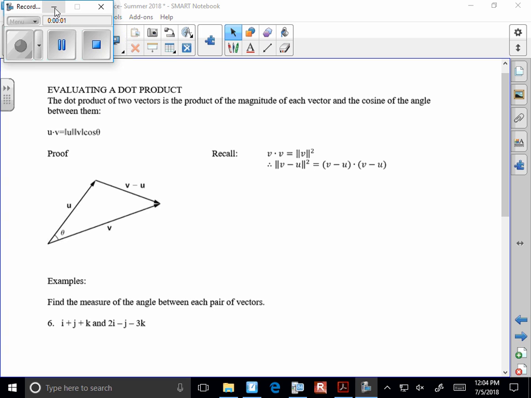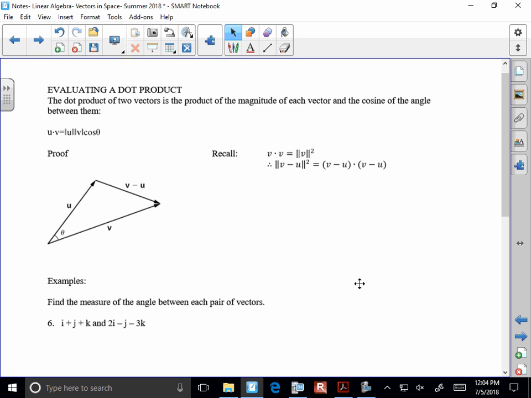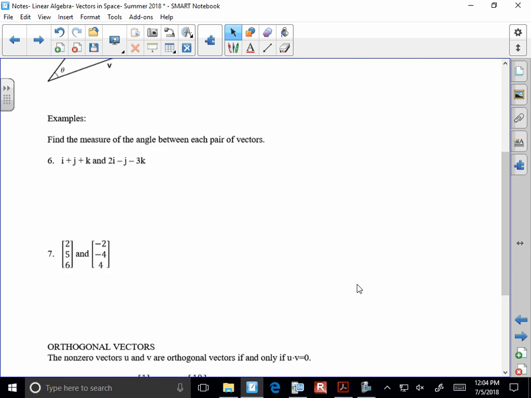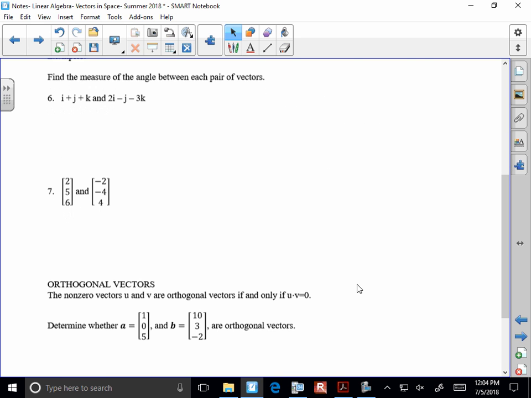I've made my decision. All right, so u dot v is the magnitudes multiplied by the cosine of the angle between them. Somehow that works; we'll get to the why in a little bit. So we have this pair of vectors that we're going to call u and v.